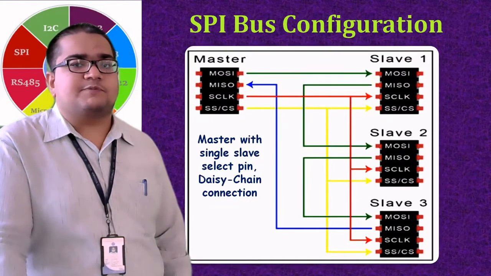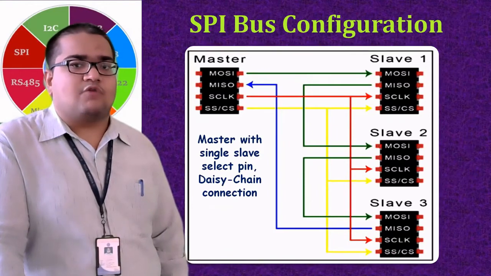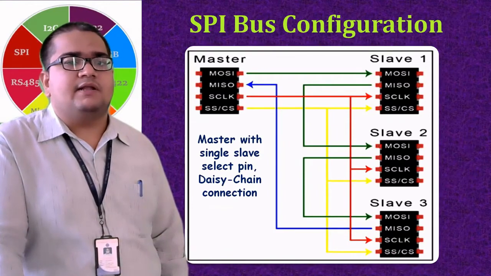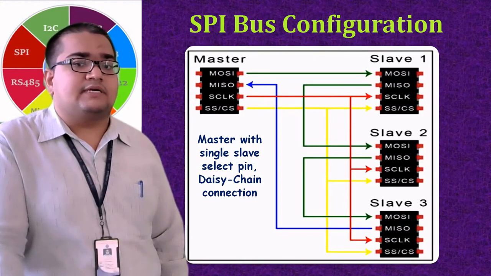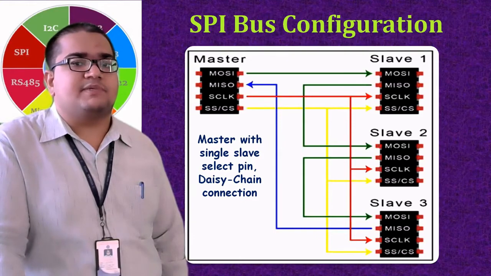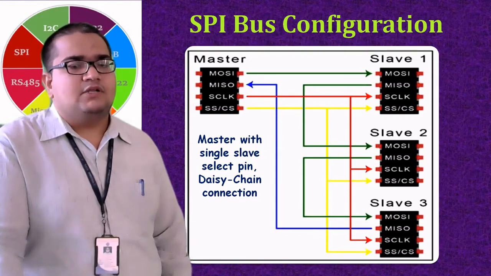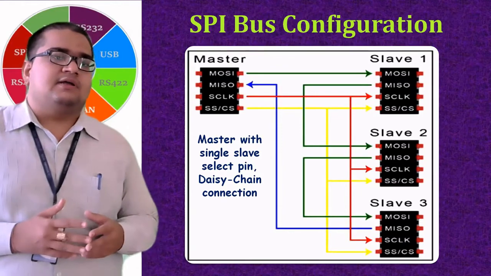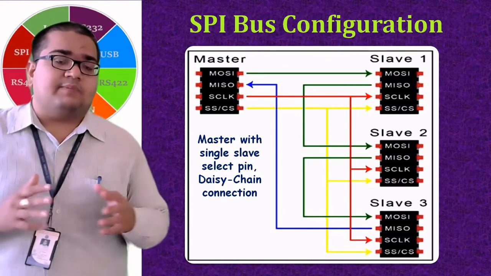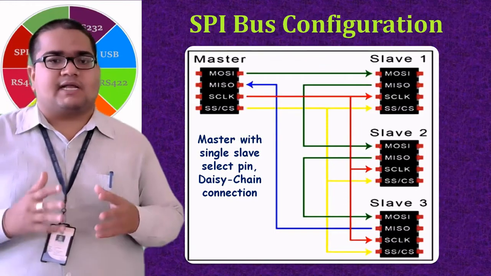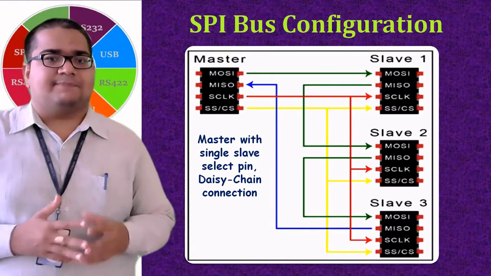But in this configuration where the daisy chained connection is used, MOSI of the master is connected to the MOSI of the first slave, whereas MISO of the master is connected to the MISO of the last slave, and the different MOSI and MISO connections can be seen here in a daisy chain format. This type of arrangement is made in SPI whenever the master contains only one slave select but has to communicate with many slaves.